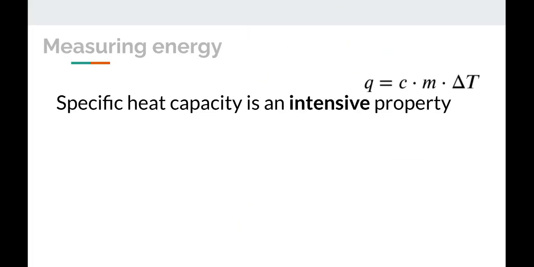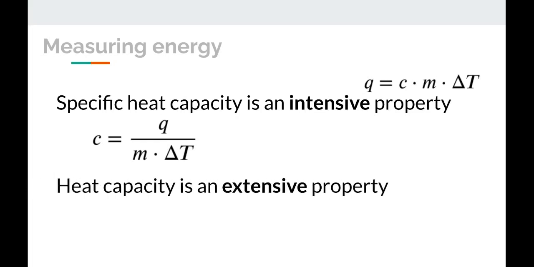In an earlier video, we talked about the difference between intensive and extensive properties. Specific heat capacity is an example of an intensive property. The specific heat capacity of a substance, no matter how much of it you have, is always going to be the same because it's per unit of mass. Heat capacity is an extensive property. It depends on how big the mass is. So heat capacity would be specific heat capacity times mass. You're taking the mass out of the denominator here.